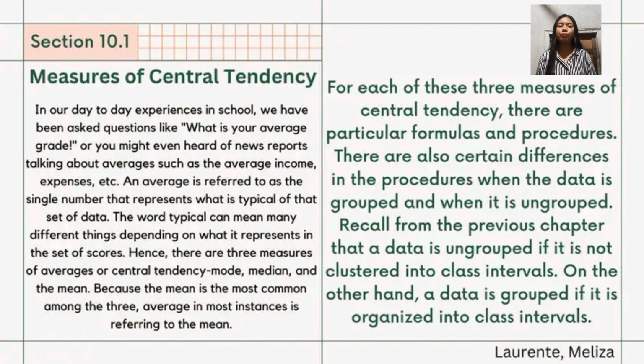For each of these three measures of central tendency, there are particular formulas and procedures. There are also certain differences in the procedures when the data is grouped and when it is ungrouped. Recall from the previous chapter that data is ungrouped if it is not clustered into class intervals. On the other hand, data is grouped if it is organized into class intervals.